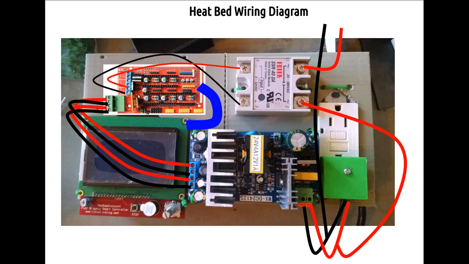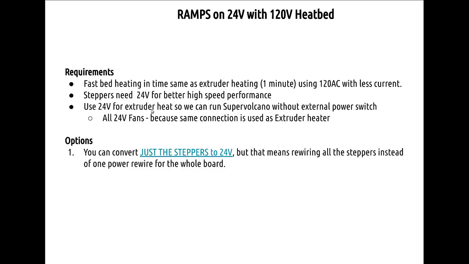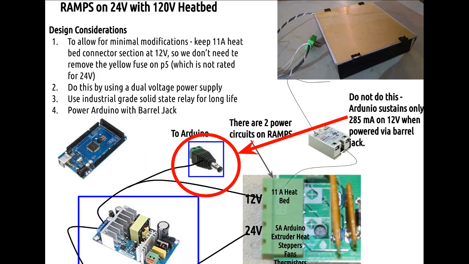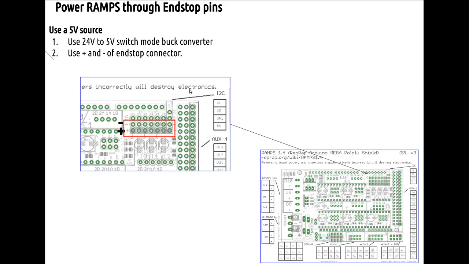So we're using a reduction of 12 volts to 5 volts fed through the last end stop pins, which are empty. Through the red and black that you see here, we're actually feeding power to that, where the red is plus and the black is negative. So that's a brief overview here. But ignore this barrel jack here. That turns out not to work.